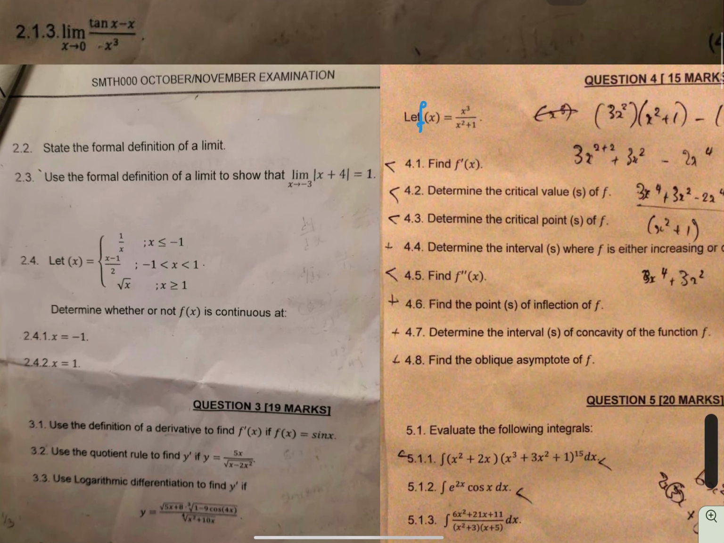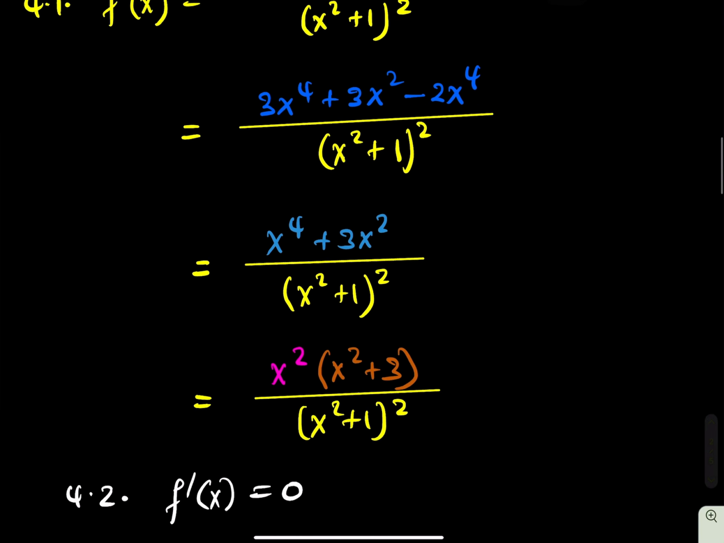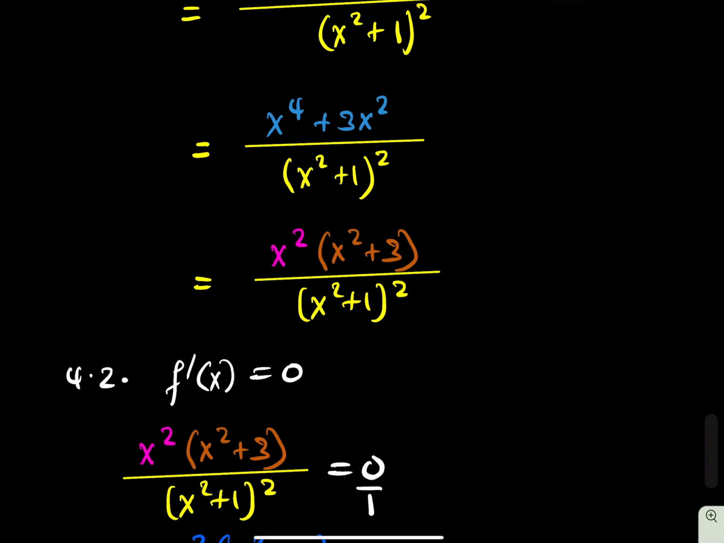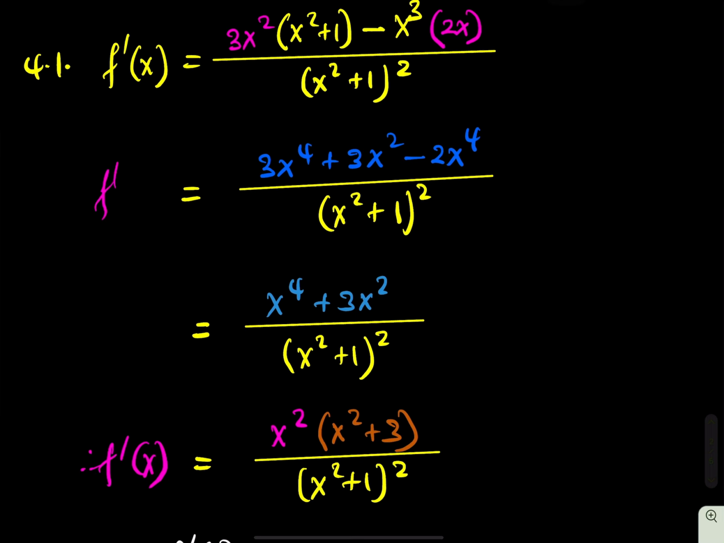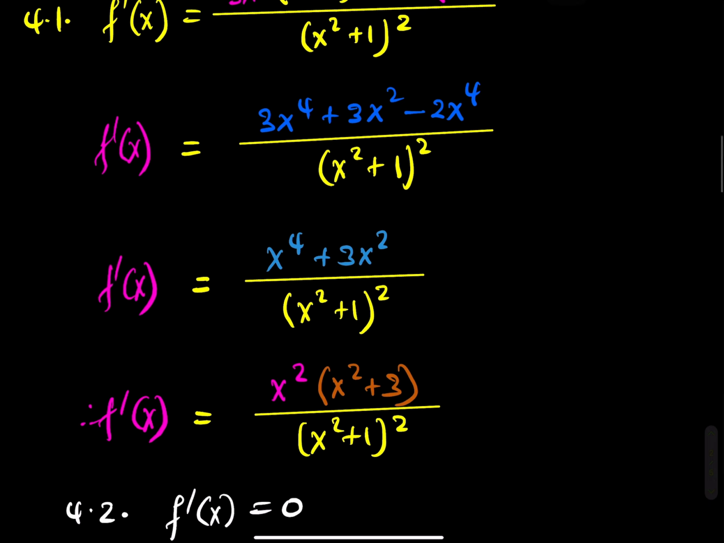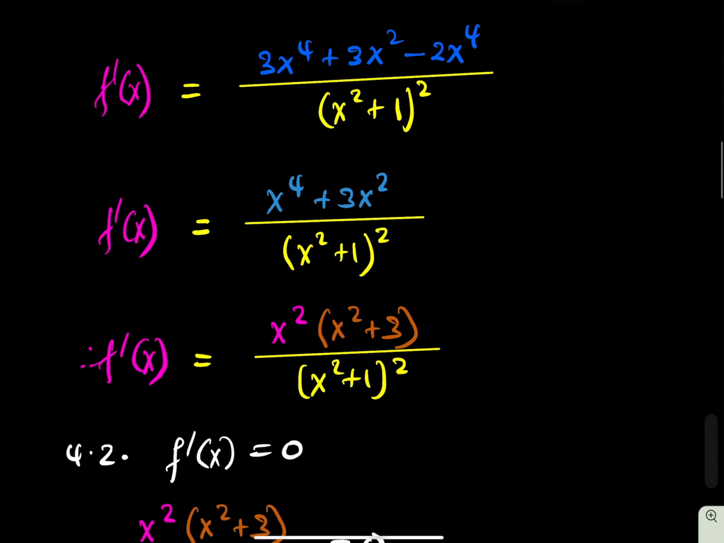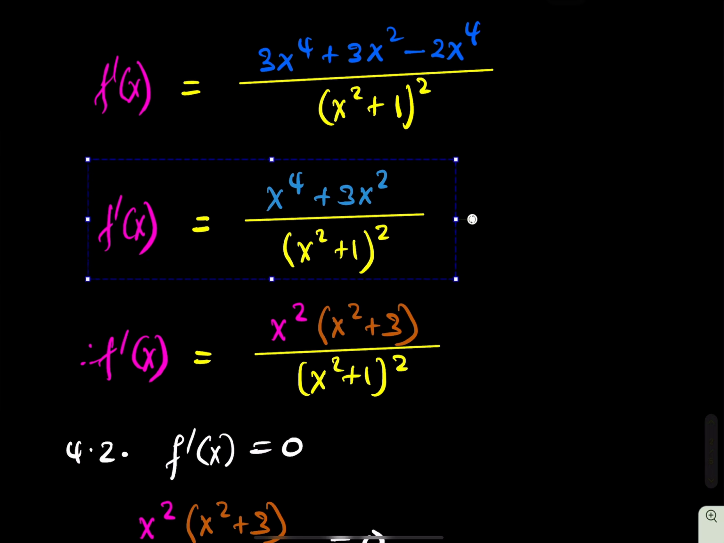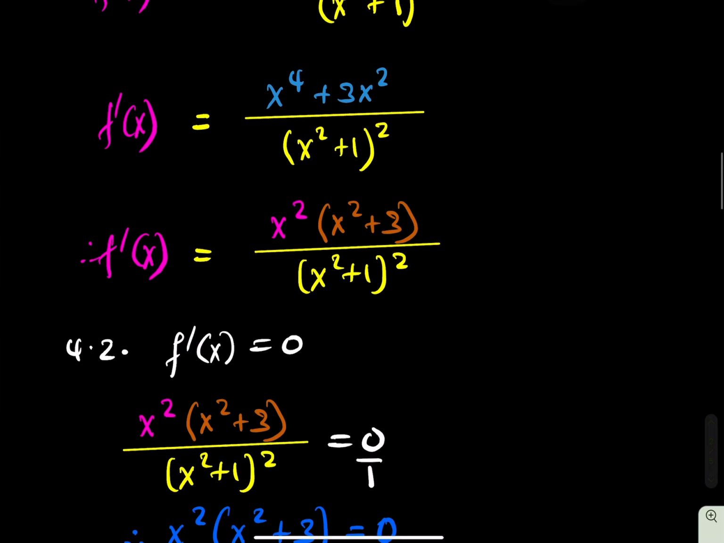Now, check 4.5. Find the f double prime, so that is the second derivative. We want to find the second derivative. That means we are going to differentiate the first derivative, which was primarily this one. So our first derivative was this one. That was our first derivative. So let me differentiate this one.